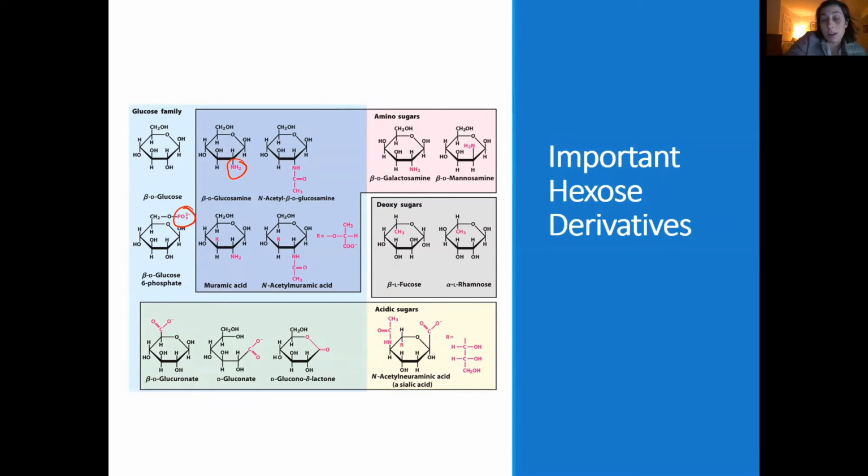Now, there are other sugars. Galactose could have an amine on it, galactosamine. Mannose becomes mannosamine. We have some sugars that lose an OH group. So instead, there's a CH3 there instead of their OH group. These are things like fucose and rhamnose.